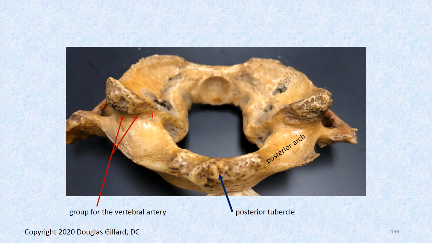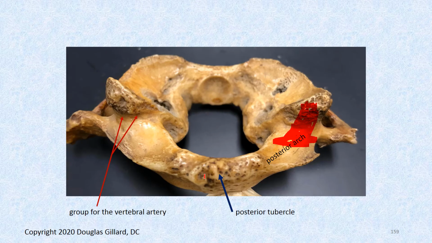All right, so here's another nice look at the groove for the vertebral artery. There is no bony calcification over here, right? Some specimens have a nice bony ledge right here, or bridge, but not this specimen. You can see the posterior tubercle quite nicely here as well.